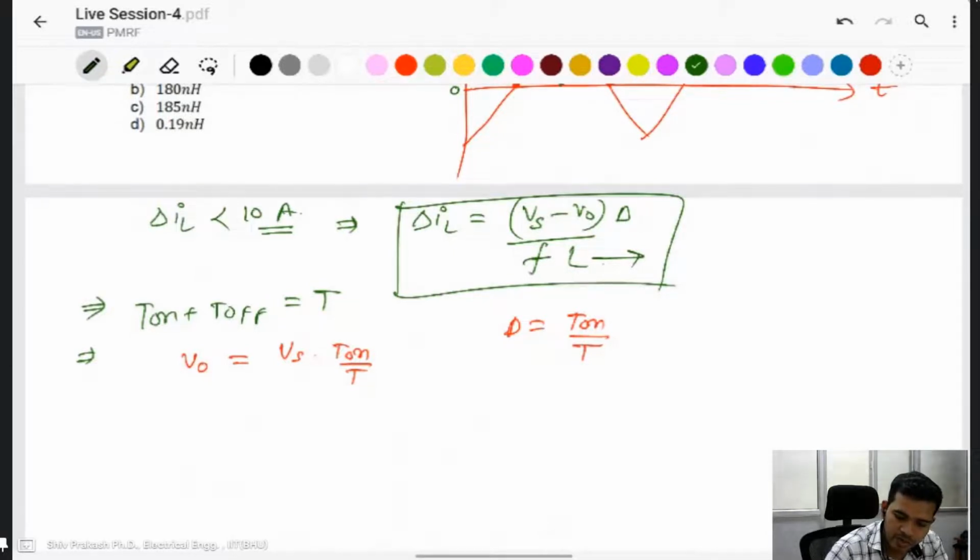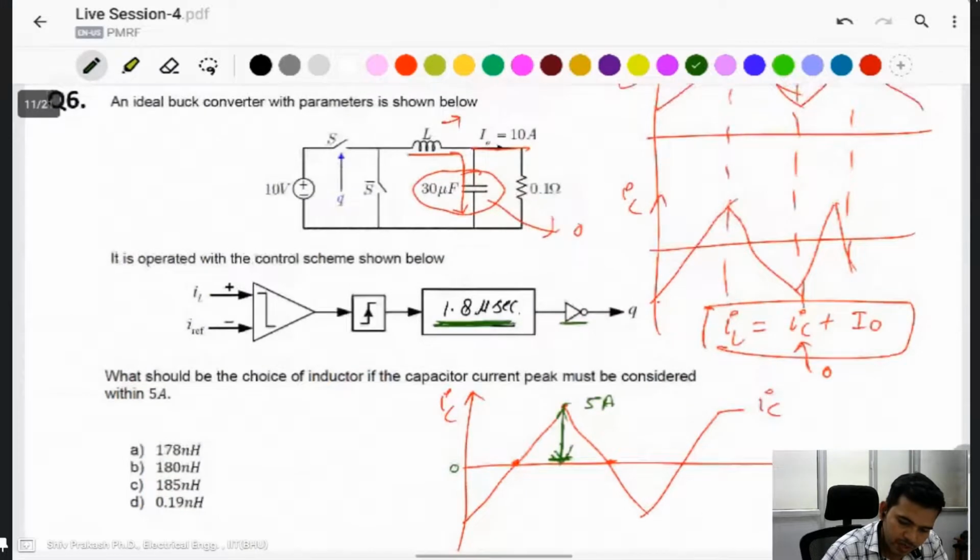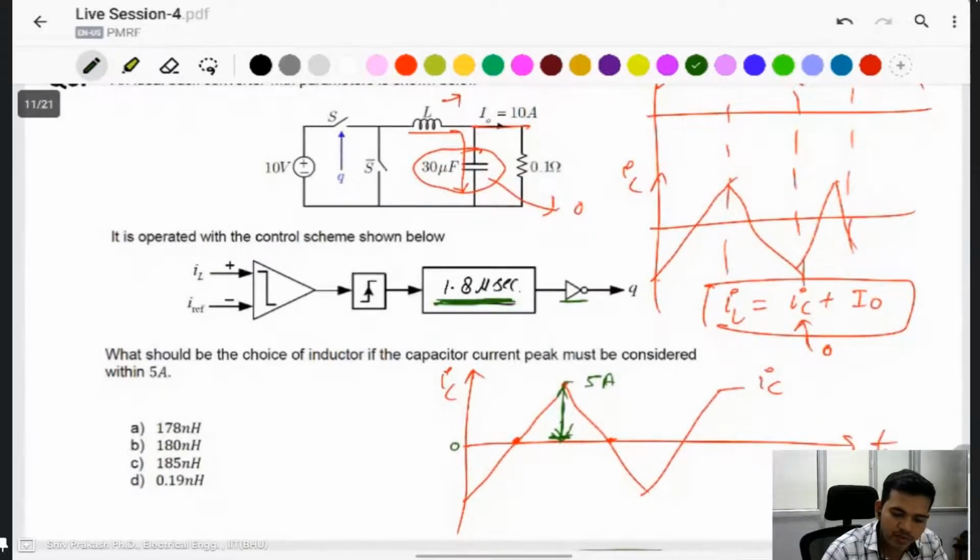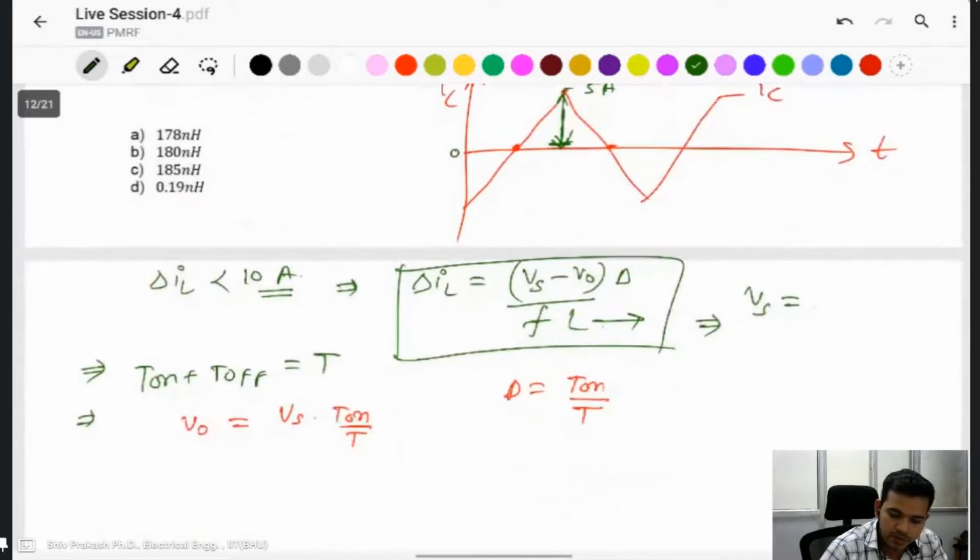First, to find D: Vs is given equal to 10 volt, and V naught is the average output current multiplied by the resistance, which gives 1 volt. Vs is equal to 10 volt, V naught equal to 1 volt, then D is equal to V naught by Vs, which is 0.1.